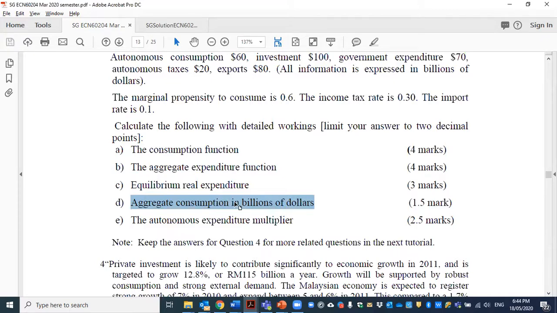So it is asking you to give a number for the aggregate consumption. This means you have to replace the amount of GDP that you gain in this part into the consumption function. We want a number. As long as it is Y, it is a function; we don't have any particular number. But once you calculate the real GDP and replace it in the consumption function, you get the number for the consumption. And then the last part is asking about the multiplier.